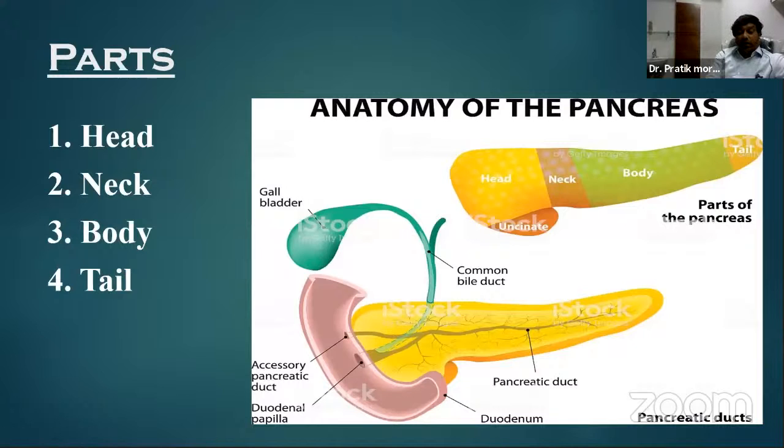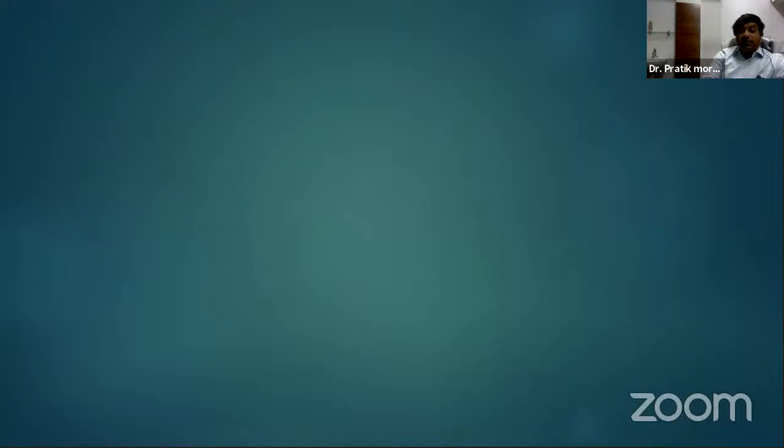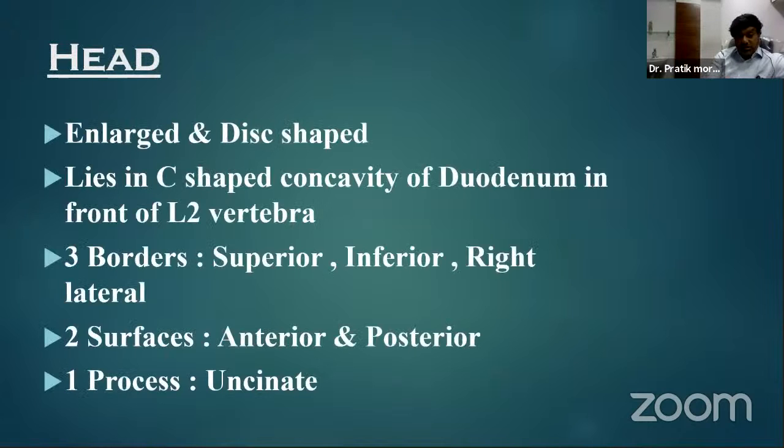Why is it called right lateral and not left lateral? Because this border is to the right of the median plane. The median plane is a plane which cuts your body into two equal halves, right? So it is to the right of the median plane. That's why the border is called the right lateral border.